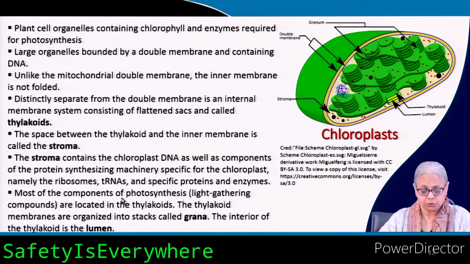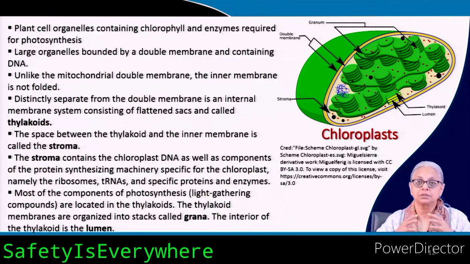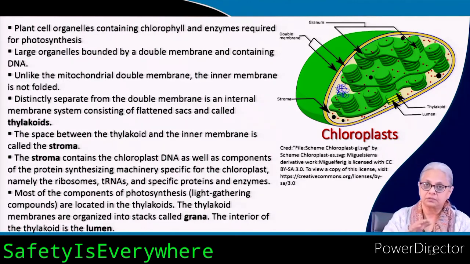Most of the components that are required for photosynthesis, basically the light gathering compounds, are located in the thylakoid, and the space inside the thylakoid, the interior of the thylakoid, is the lumen. So we will see it in subsequent modules. We will see how there are reaction centers and light harvesting compounds that are present in the lumen of these thylakoids. So the thylakoid membranes are themselves stacked together. They are organized into stacks, and these stacks are called granum. So one stack is a granum and multiple stacks are grana.